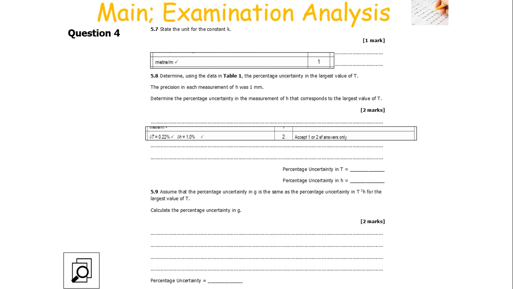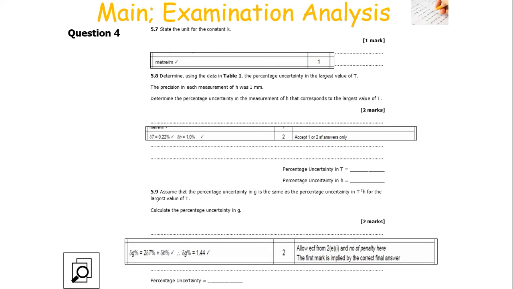When you multiply two terms in an equation, you add their percentage uncertainties, and if you have a power in your equation, you multiply your percentage uncertainty by the power. So because t is t squared in this example, we would do 0.22 times by the power, which is 2. So it'll be 0.22 times by 2, which is 0.44. We then add it to the percentage uncertainty of h, because you're multiplying t squared by h, so we get our answer of 1.44%.